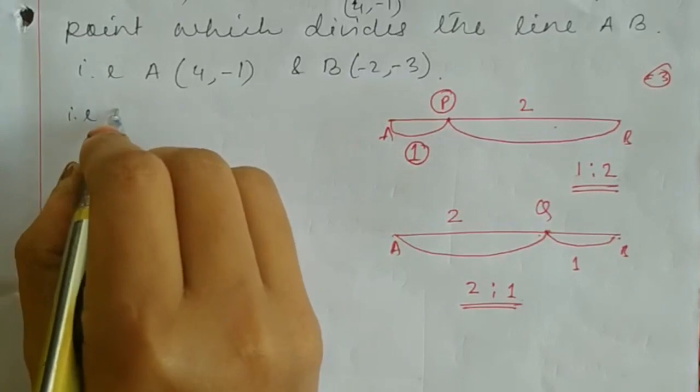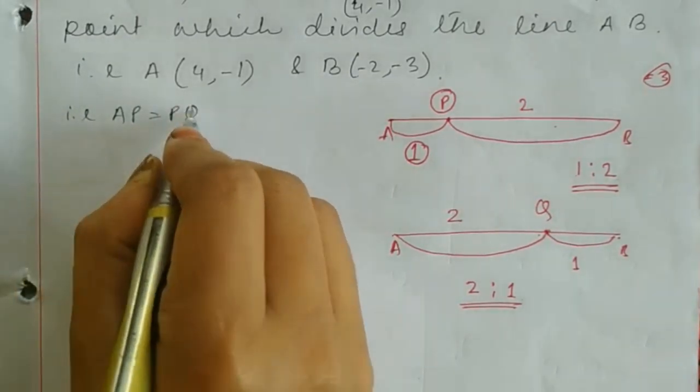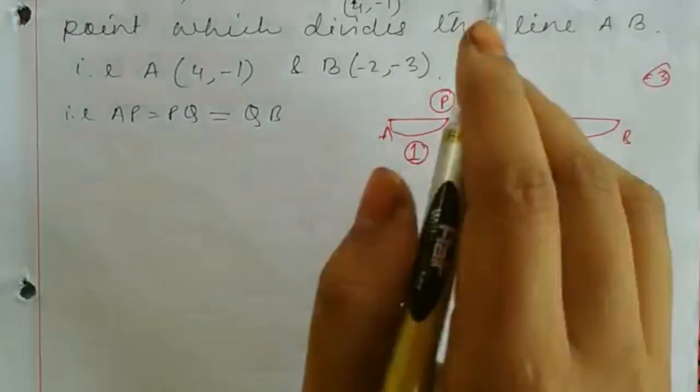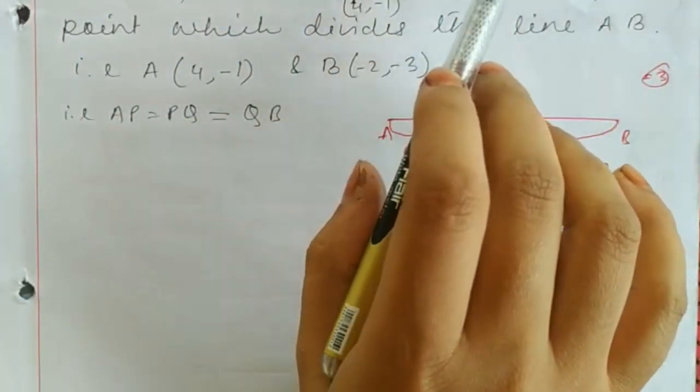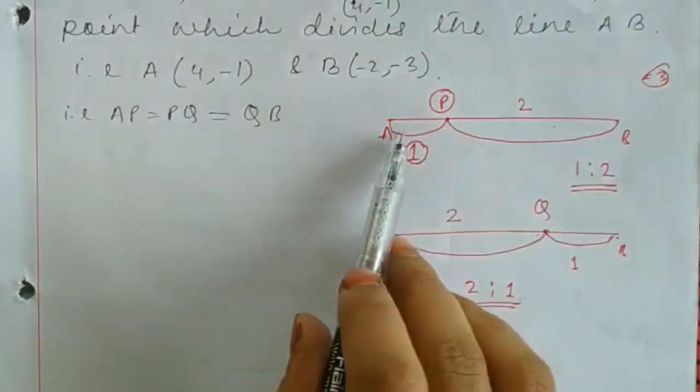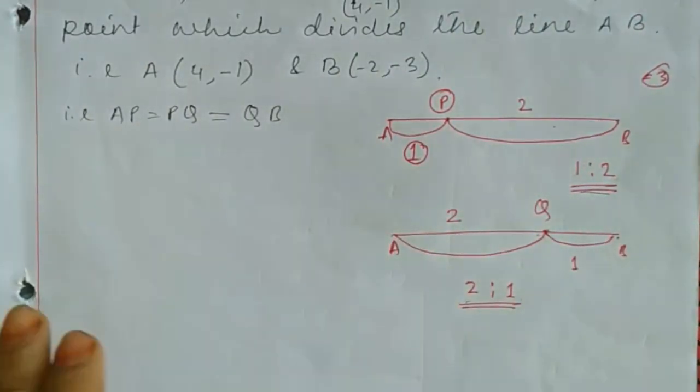So that is AP equals PQ equals QB. That means AP equals PQ equals QB. So if AP is 1, PQ 1, QB 1, then we got the ratio like this. Okay, understood?